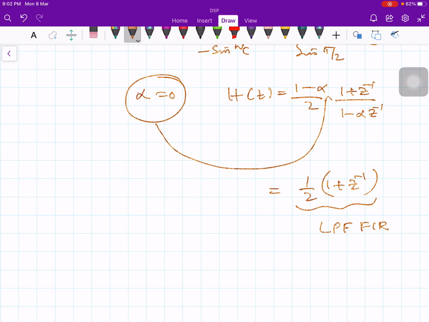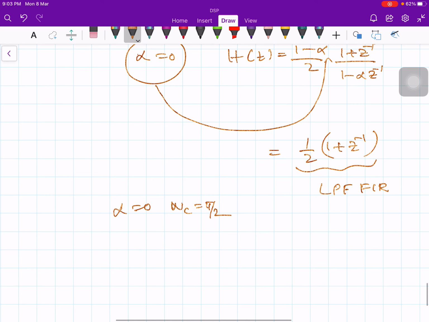Therefore, alpha equal to 0 corresponds to omega c equal to pi by 2. You don't need an IIR filter, and you will get an FIR filter, and that does the job when alpha is equal to 0. If omega c is equal to pi by 2, you don't need an IIR filter. A simple FIR filter does the job.